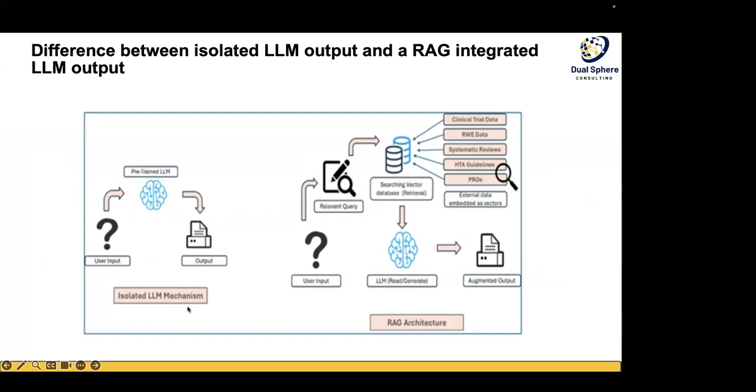Right. So, in an isolated large language model, you give the input, your pre-trained large language model gives the output, which can be very vague. Now, let's say when you integrate RAG into it, this is the input you give, a relevant query. Now it has a searching vector database. So it is a kind of a filter which you can restrict to trial data. Basically, you are putting a limitation or selection that this and this I want: RWE, systematic review, HTA or PROs. This is what you want. This refined query goes to the LLM and you get an output. This is the RAG architecture.